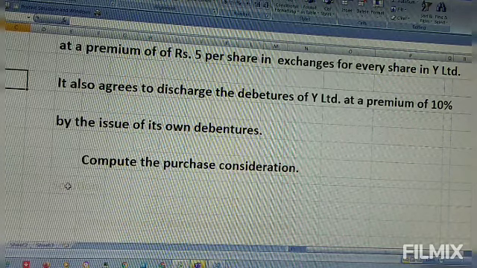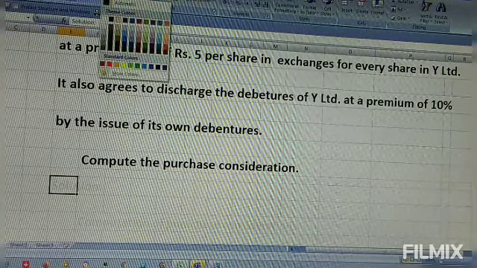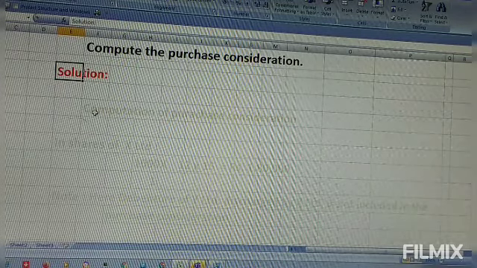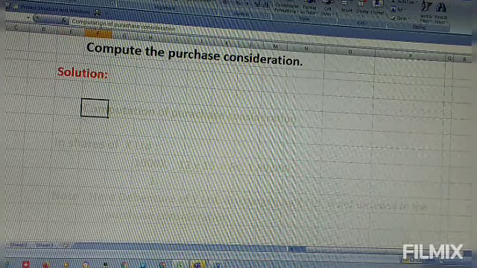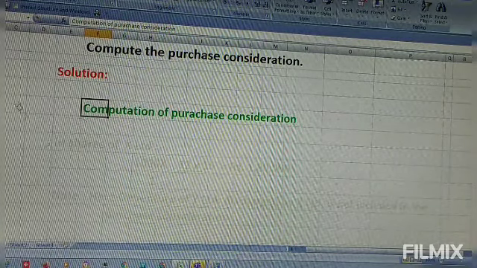Solution, we'll go for solution. Write solution there. Yes, we'll write the solution. Okay. Now write the heading, computation of purchase consideration.